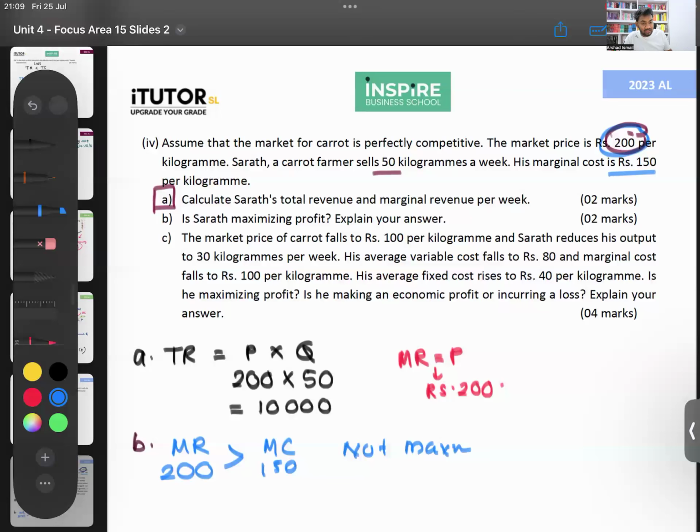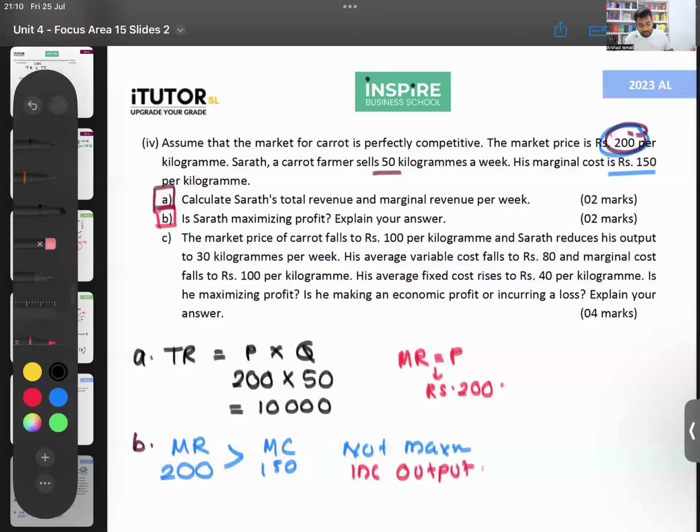maximizing his profit. What should he do to maximize his profit though? His MR is more than MC, so in order to maximize his profits, he has to increase output, or increase production. See, easy one. Another 2 marks.